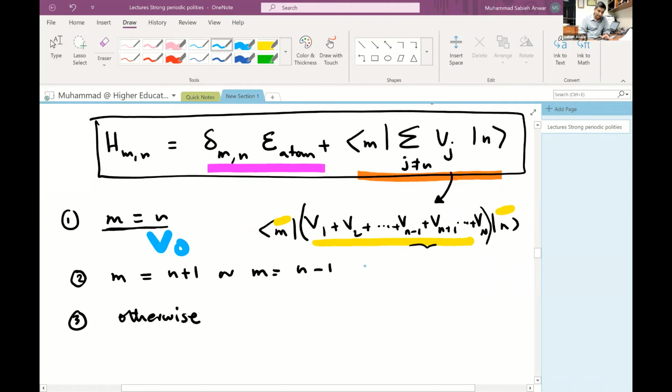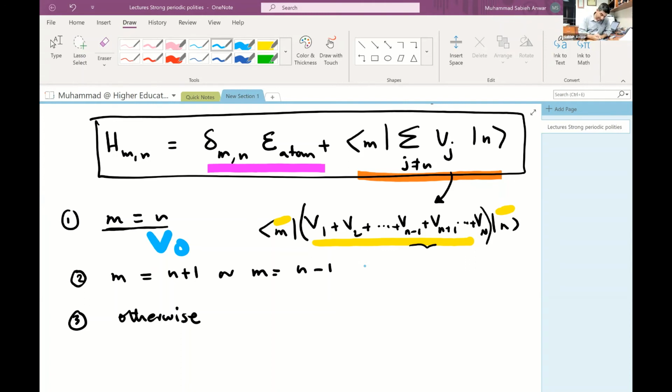So what is V naught? V naught is this: an electron is in the nth orbital. All the other nuclei besides the nth nucleus interact with that electron. That causes a shift in the energy of the electron. That shift in energy is called V naught. All right. So how does the electron in the nth orbital get affected by all the other nuclei? That's V naught. So it's not a hopping term, it's not a transfer term, it's like a cross term. Okay.